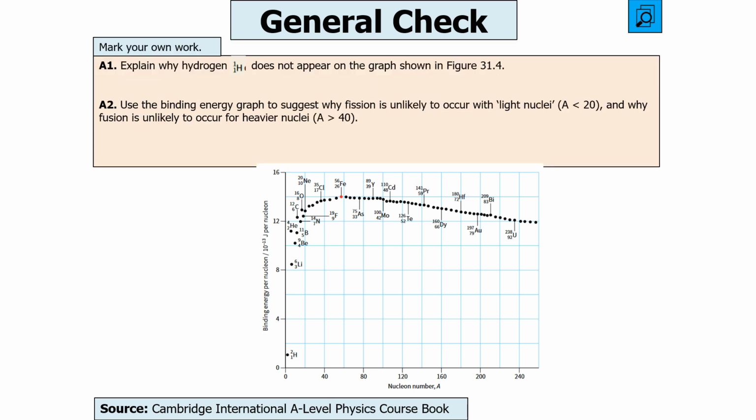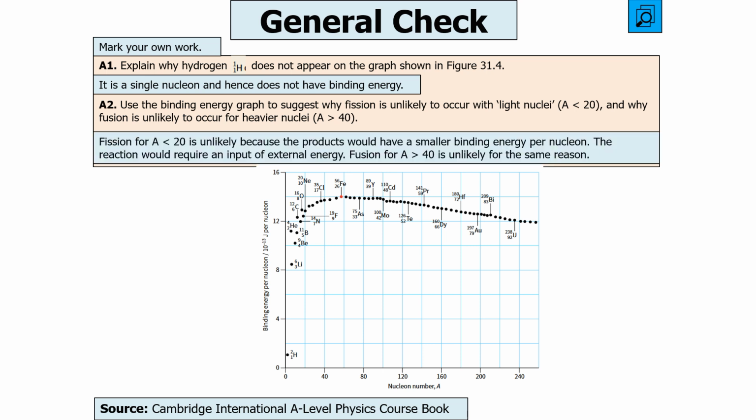Right, in this first one, we can see that hydrogen is a single nucleon, so therefore it can't have a binding energy, because the binding energy is the energy lost by the nucleons as they go into a nucleus. And then the second one, fission for lighter nuclei is unlikely because the products of the fission have a smaller binding energy per nucleon, so would be less stable, and then the reaction therefore would require an input of external energy, and then for fusion it's unlikely for the same reason as well.